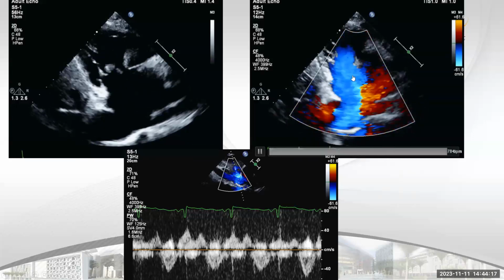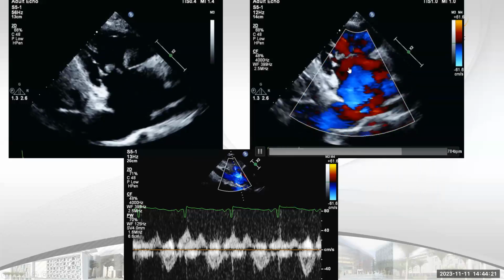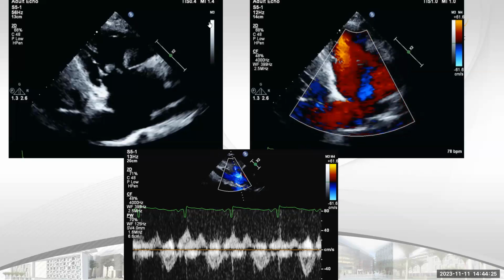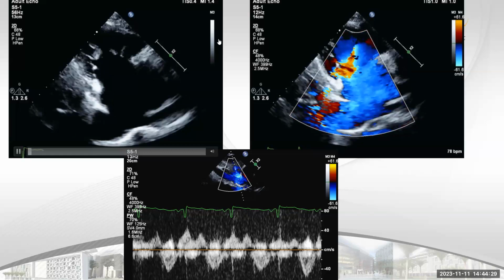You have severe TR, very clear here. This is laminar flow, not turbulence, because of the very huge gap. What else? Very important 2D finding that nobody mentioned. Why do we have severe TR? Catheter? There is no catheter, sorry. Tricuspid mass. Yes, that's right.